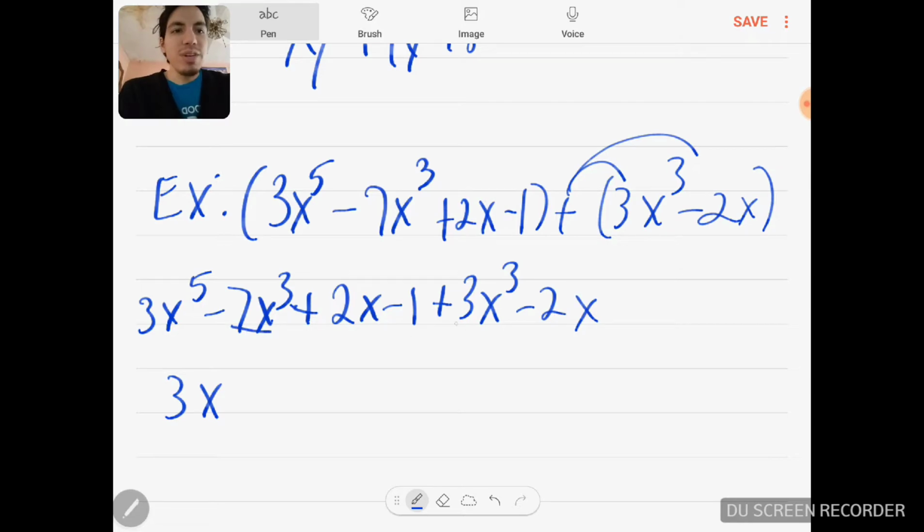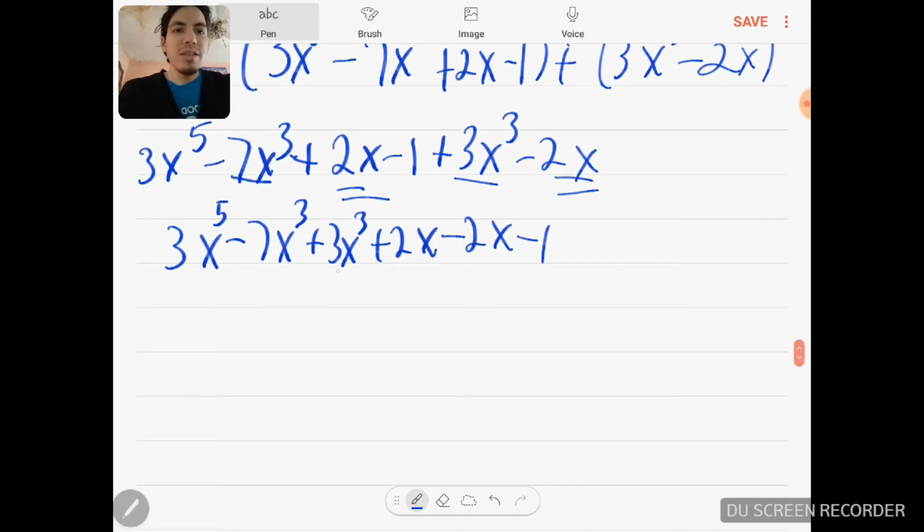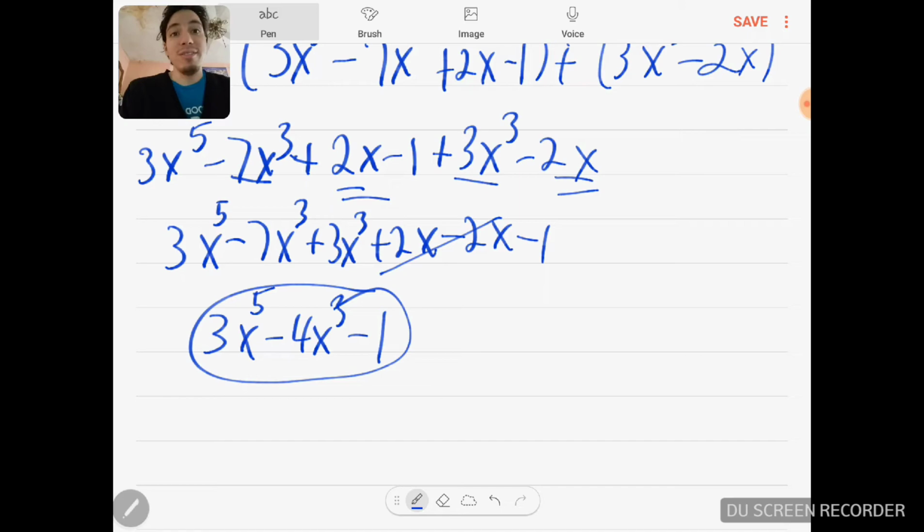Afterwards, again, I'm going to underline the terms I'm going to be combining. Terms is better, if anything. Okay, so now I'm going to combine these two. The 7, I'm going to leave alone. The 3x to the fifth, I'm leaving that alone. Minus 7x to the third plus 3x to the third would be minus 4x to the third, minus, because these two cancel, minus 1 as my final answer.